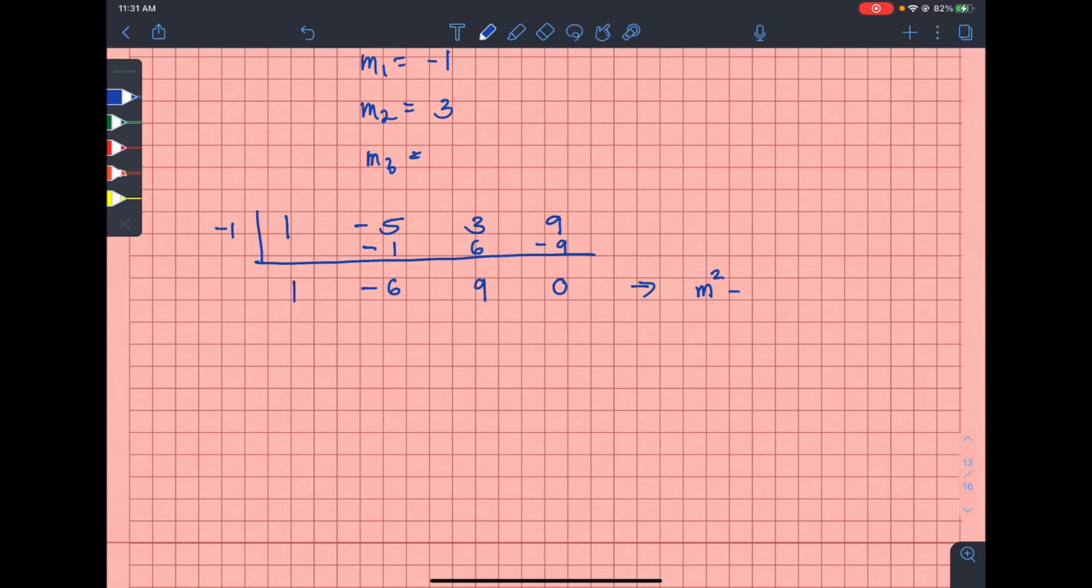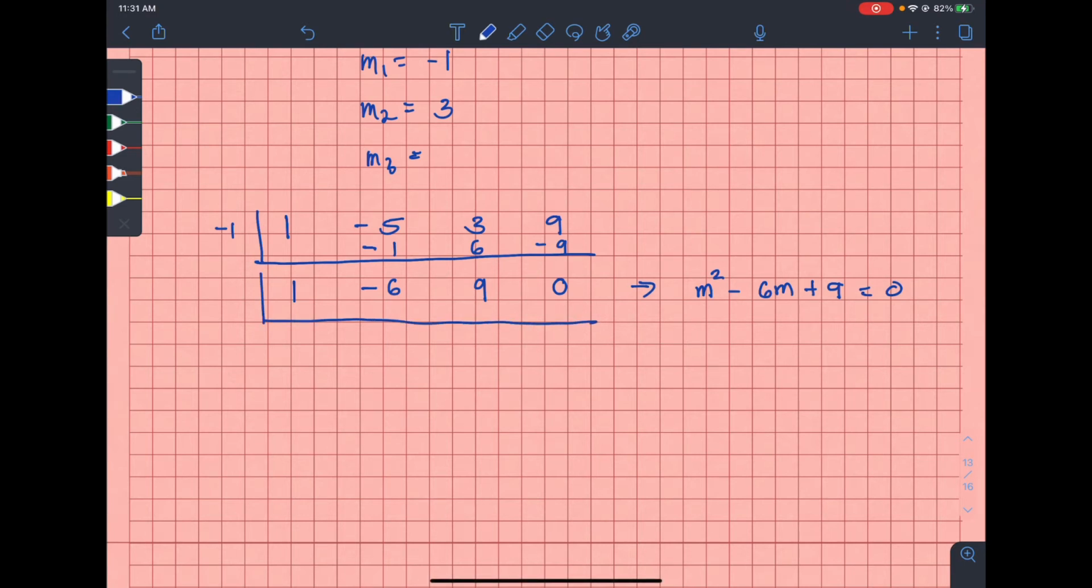Kasi from 3, since nakuha na ang isang first root, marireduce na yung degree from 3 to 2. So it will become m squared minus 6m plus 9 is equals to 0. So when one of the root is negative 1, yung equation mo niyan, marireduce na siya into a quadratic. So pwede mo na actually i-factor. Pero let's proceed with our synthetic division.